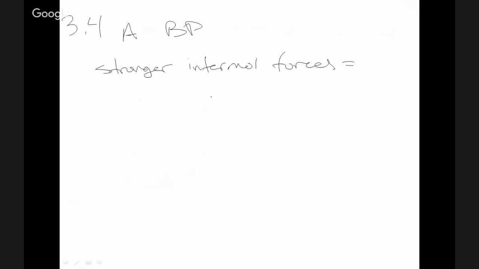Let's look at 3.4. This is physical properties. We're going to see how these intermolecular forces impact these physical properties. So let's look at three physical properties: boiling point, melting point, and solubility. Boiling point is the temperature at which a liquid becomes a gas. There's a certain energy requirement for that. Stronger intermolecular forces equals higher boiling point.